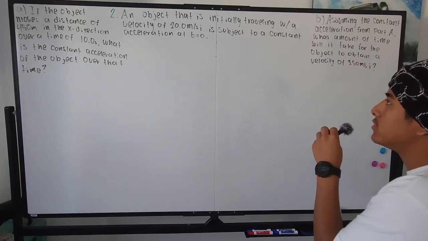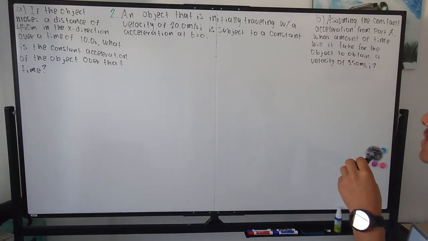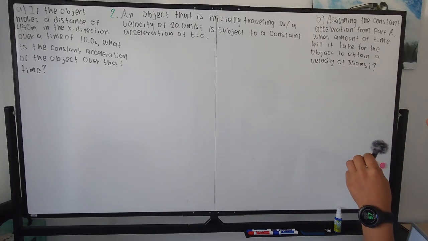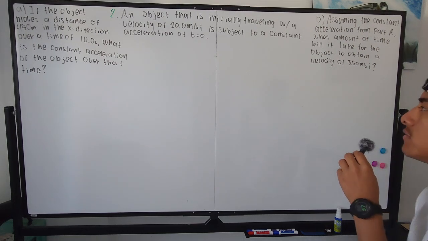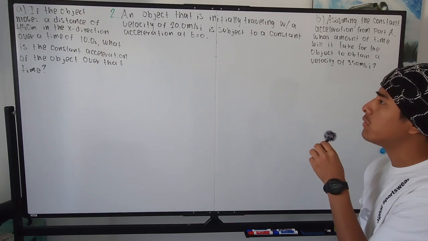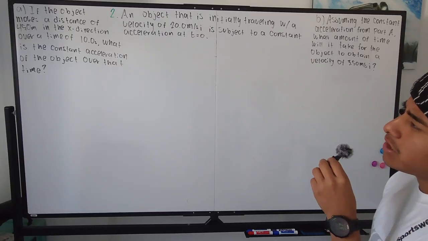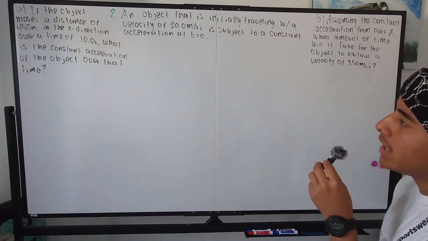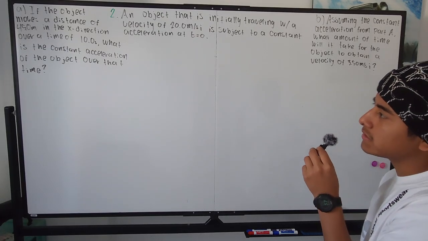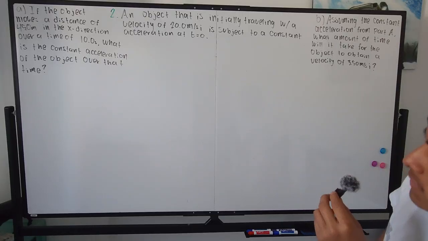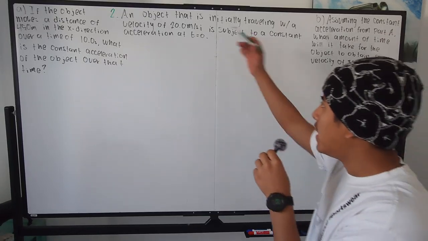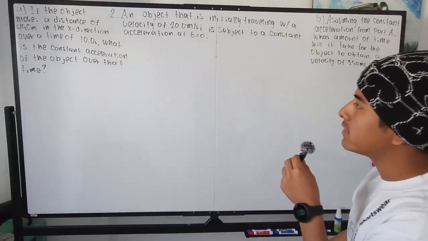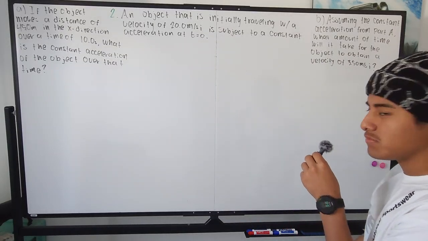Moving on to problem number 2, it says that an object that is initially traveling with a velocity of 20 meters per second in the I direction is subject to a constant acceleration at time equals 0. Part A says that the object moves a distance of 45 meters in the x direction over a time of 10 seconds. What is the constant acceleration of the object over that time? The I direction and the x direction are the same direction. I just want to throw that out there.